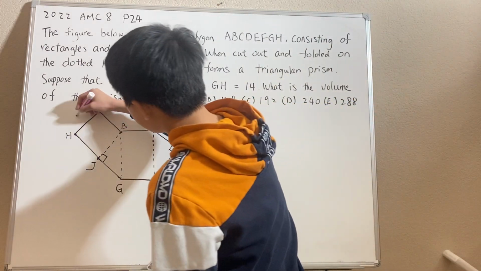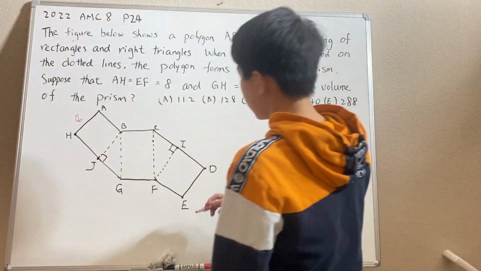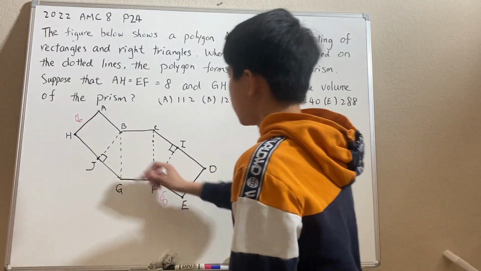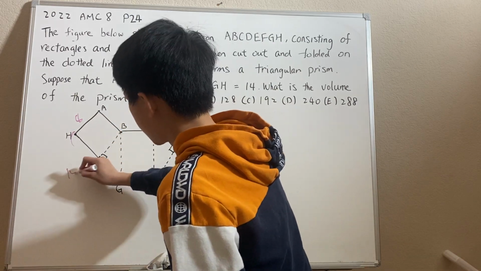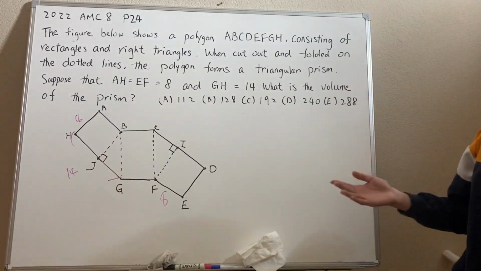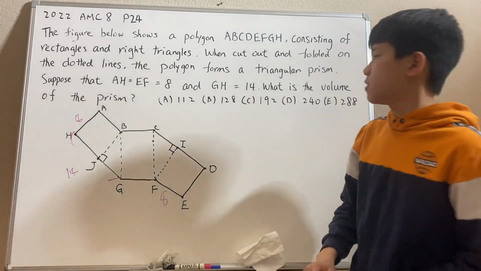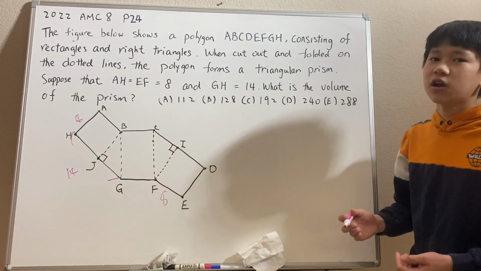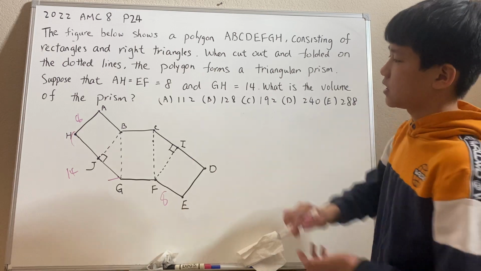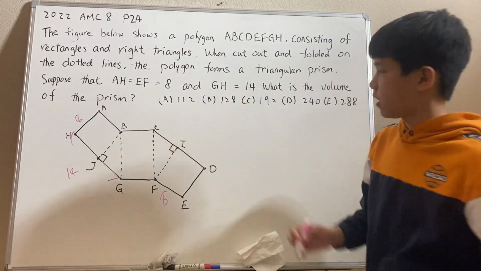So let's first label the side lengths. AH is 8 and EF is 8, and we're given that HG in total is 14. Now, we're not actually going to be folding this because that's always a pain, but instead we're going to be drawing out what a regular triangular prism looks like and visualizing it to see how this could fit and be one.